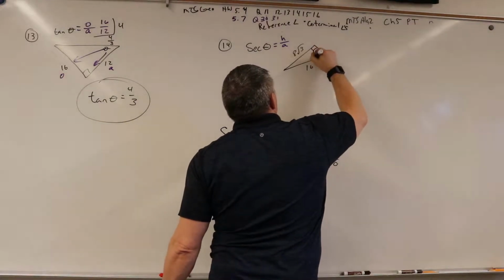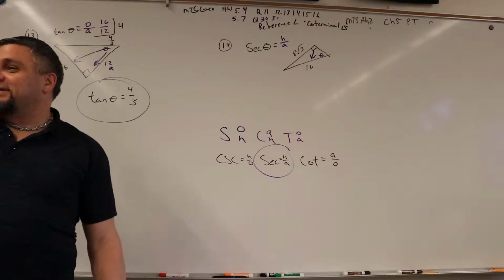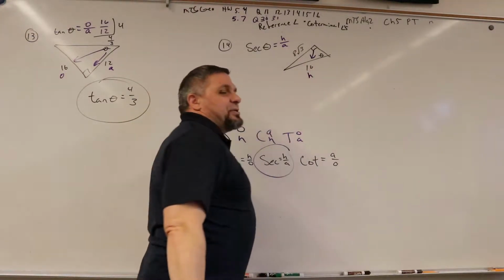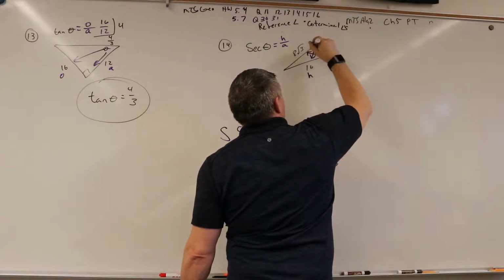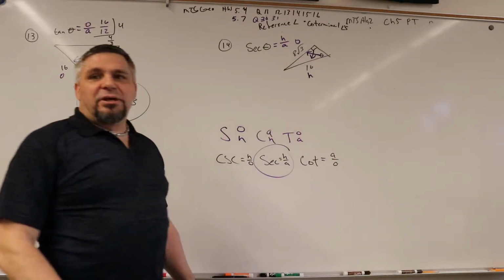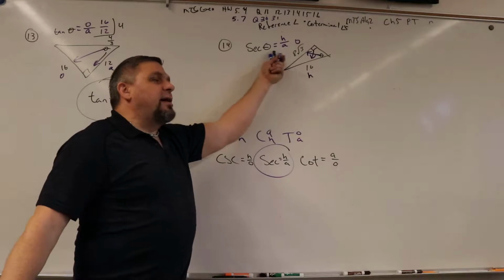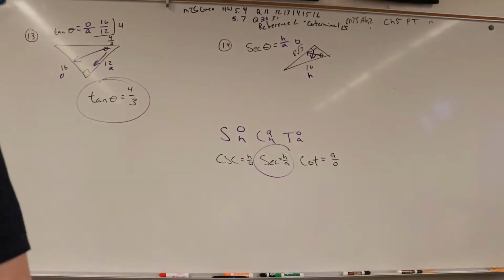H is always across from the right angle, across from 16. So we know that's H. What's across from the angle we're looking at? 8 square root of 3. That's O. Uh-oh. We don't have A. We don't know what A is. How are we going to figure that out?